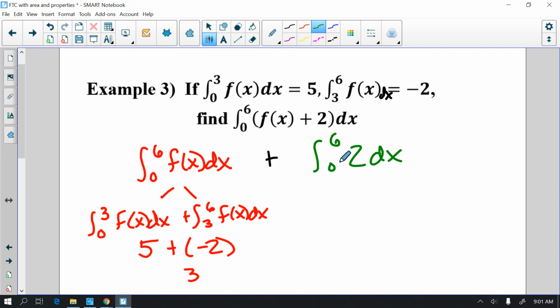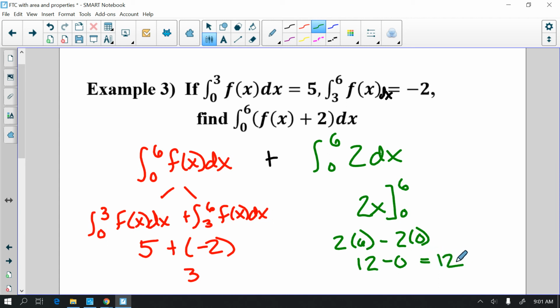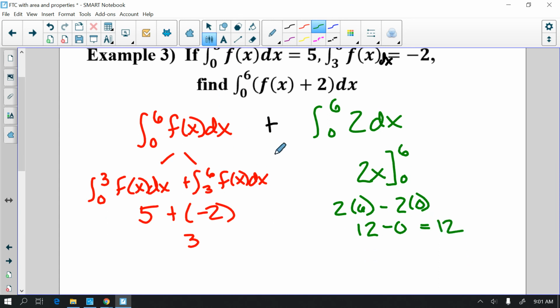Whereas over here, now I can use my fundamental theorem. My antiderivative of 2 is going to be 2x. I'm going to evaluate it from 0 to 6. So that's going to give me 2 times 6 minus 2 times 0. Well, 2 times 6 is 12 minus 0, and that gives me 12. So now that I've got my answer for the properties part, that was 3. I'm going to add that on to my answer from the fundamental theorem, which was 12, and add those together, and you're going to get an answer of 15.